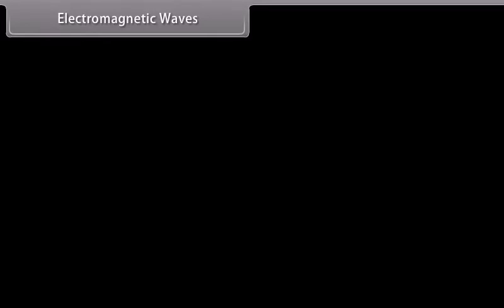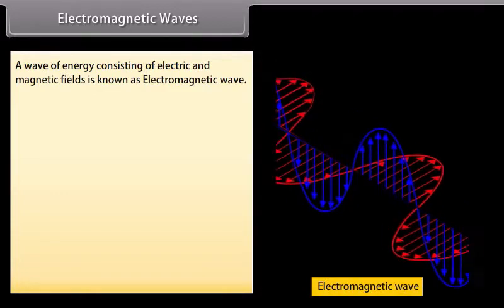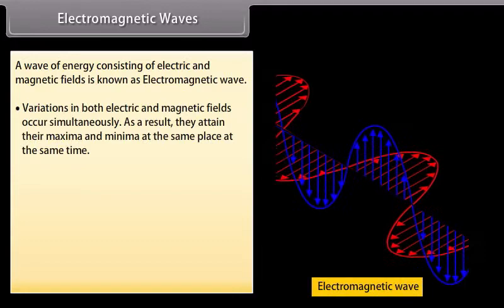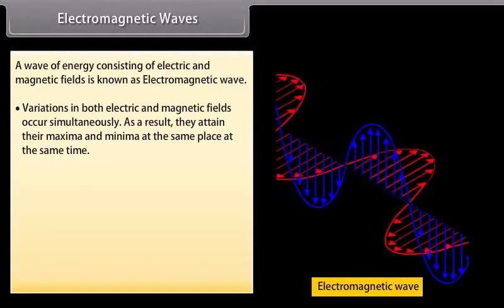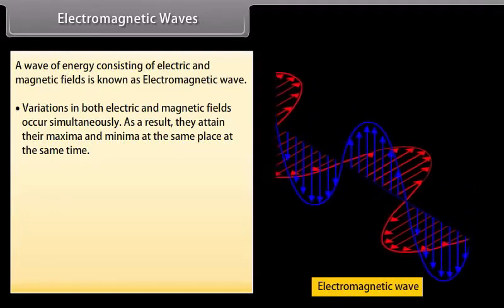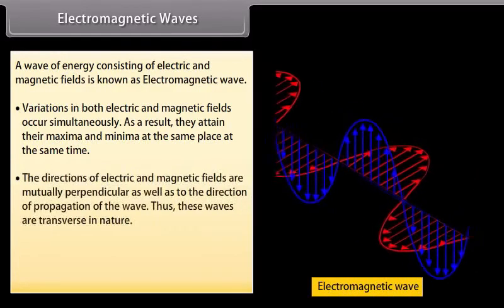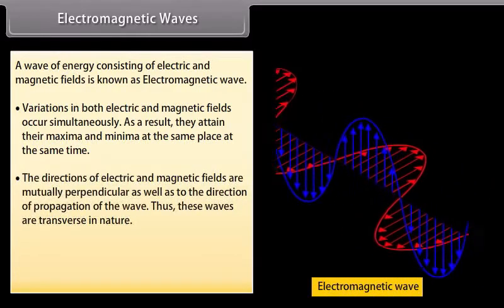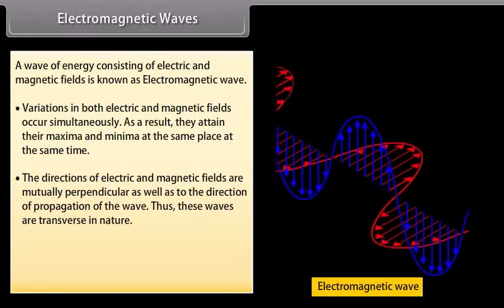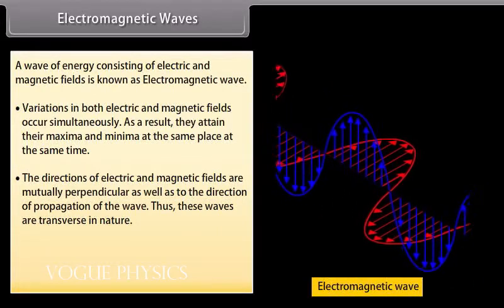Electromagnetic waves. A wave of energy consisting of electric and magnetic fields is known as an electromagnetic wave. Variations in both electric and magnetic fields occur simultaneously. As a result, they attain their maxima and minima at the same place at the same time. The directions of electric and magnetic fields are mutually perpendicular as well as perpendicular to the direction of propagation of the wave. Thus, these waves are transverse in nature.